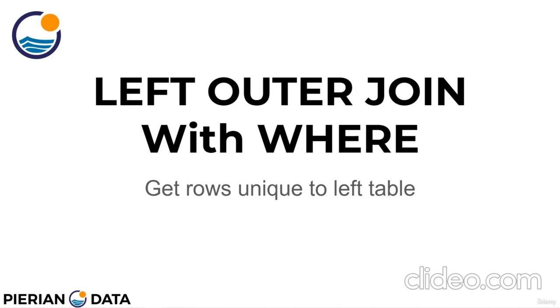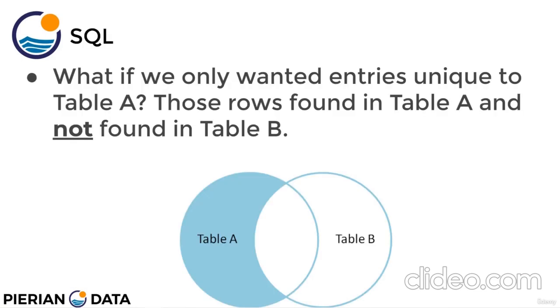Now we can further qualify this with a where statement to get rows unique only to the left table. So for instance, what if we only wanted entries unique to table A? Those are rows found in table A and not found in table B. So we're essentially just grabbing rows unique to table A, not found in this other table.